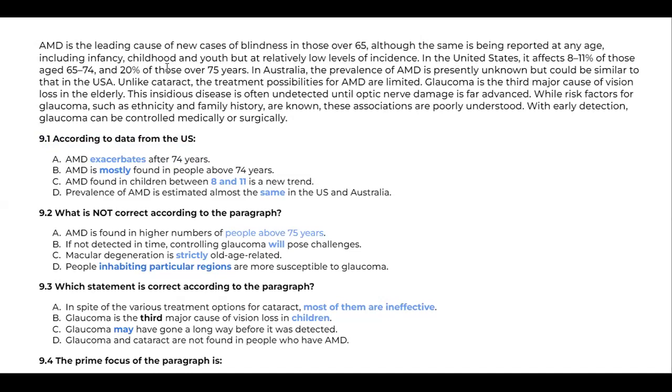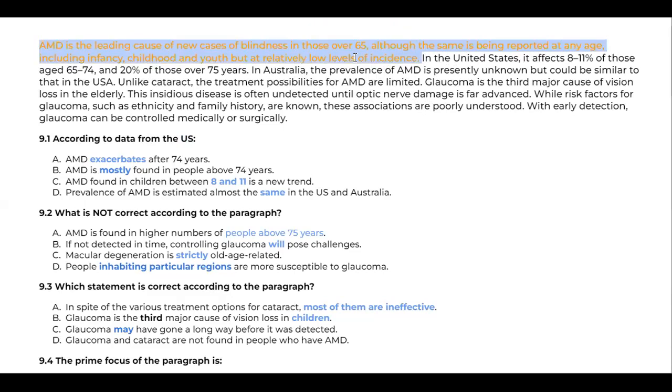Okay, AMD is the leading cause of new cases of blindness in those over 65, although, where is that? Okay, fine. We have to find the US report here. This is not the US report. The US report is starting only from here now. So this is a dead area and this is the US area. So this is known as finding the main area of the answer. So please understand this area is not about the US.